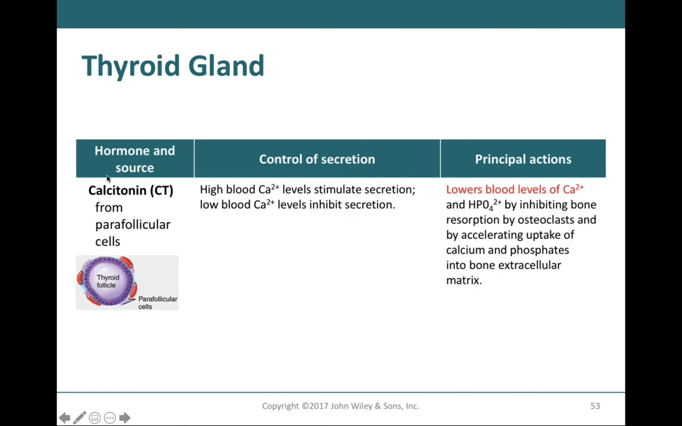Now, calcitonin, on the other hand, is coming from our parafollicular cells. You can see the parafollicular cells are to the sides of the follicular cells. Again, these are going to be releasing calcitonin. They also have a humoral signal that will control their release. Increased levels of blood calcium are going to cause the release of calcitonin, and we release calcitonin so that we can lower our blood levels of calcium.